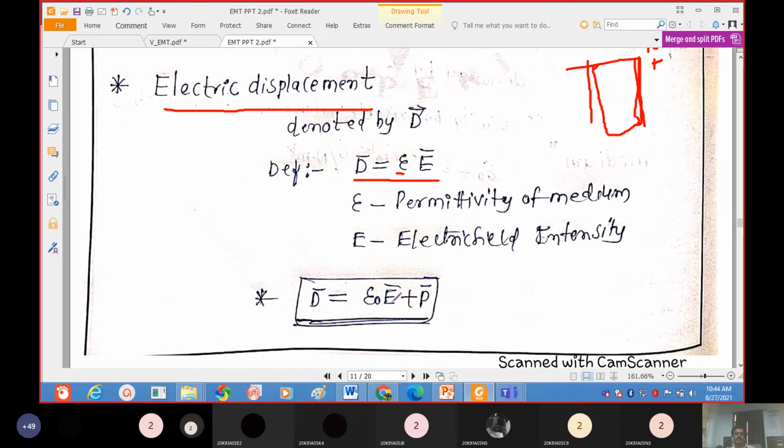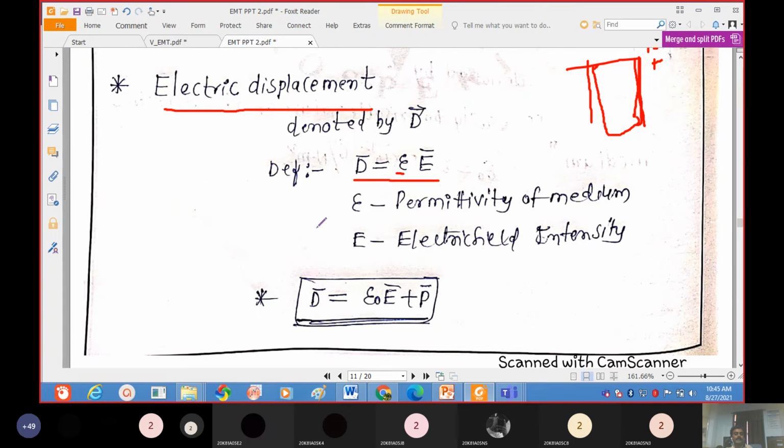Therefore D bar is equal to epsilon naught into E bar, which is without placing the dielectric material, the total electric field inside. After placing the dielectric material, some polarization occurs, that is P bar. So D bar is equal to epsilon naught E bar plus P bar.